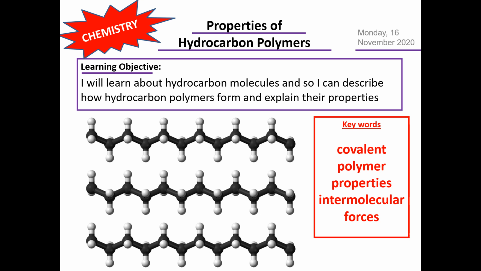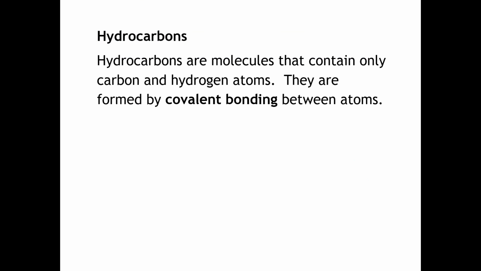Okay, welcome back. So let's get on with our look today at properties of hydrocarbon polymers. First of all, what do we mean by hydrocarbon? Hydrocarbons, as it says here, are molecules that contain only carbon and hydrogen atoms. They are formed by covalent bonding between atoms. So how does that work? We're going to have only carbon and hydrogen atoms, and they're going to have covalent bonds.